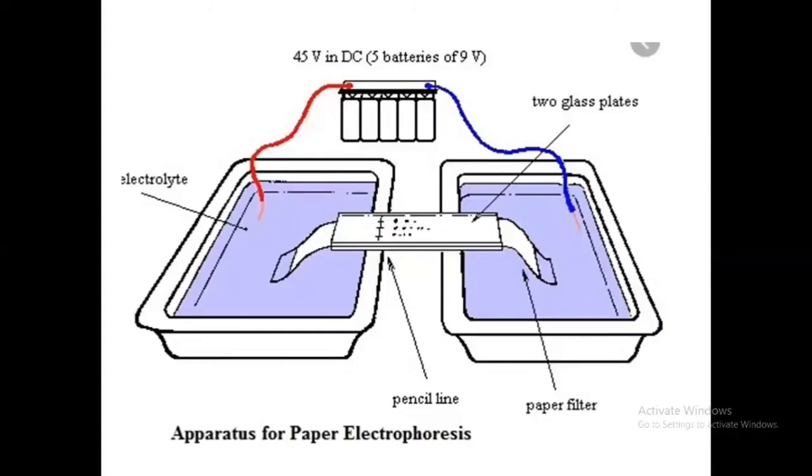Here one beaker, here one beaker, I mean containers are there. I placed two buffers or electrolytes. Between these two, a cross bridge is there, connecting them. There I am keeping my paper.